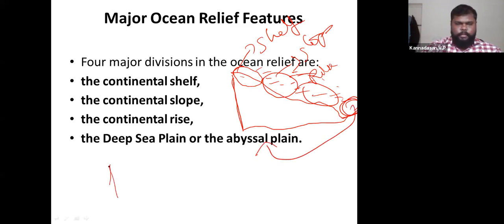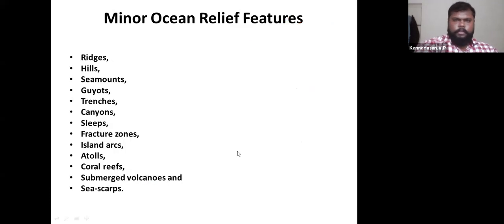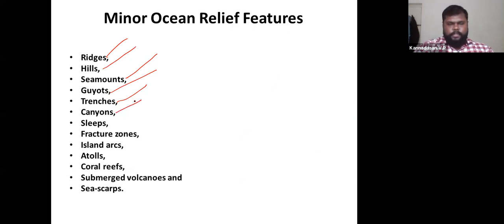So if you draw a diagram, it's shelf, slope, rise, and after that it is abyssal plains. Then minor relief features are there: mid-oceanic ridges, hills inside the sea floor, sea mounds, guyots, trenches, canyons, fracture zones, islands, atolls, coral, submerged volcano, sea scarps, all are the minor relief features of the ocean.